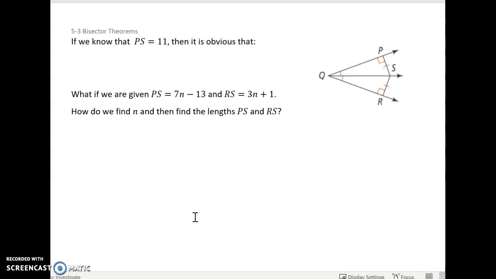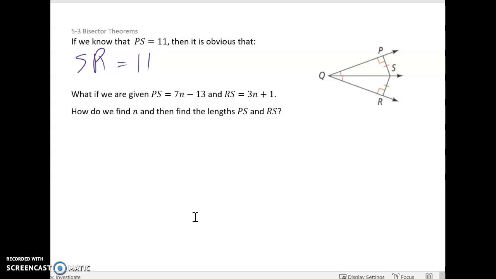So let's go to this next one. We're going to use this picture for both of these examples. PS equals 11. So what is SR? SR equals PS, so SR equals 11. Okay? Let's go into a little bit more complicated one. So what if we had this situation here?